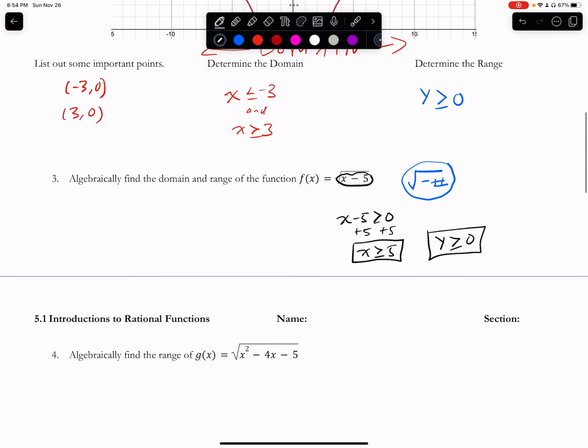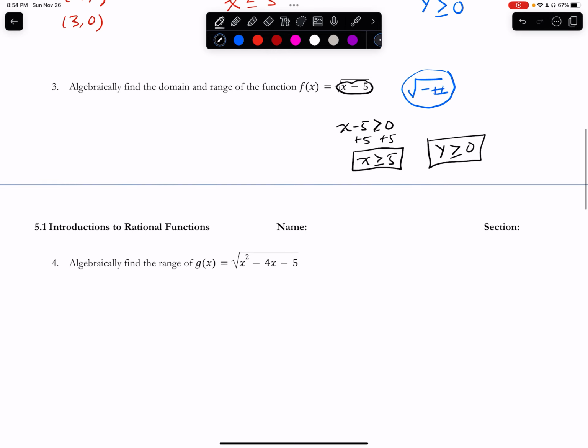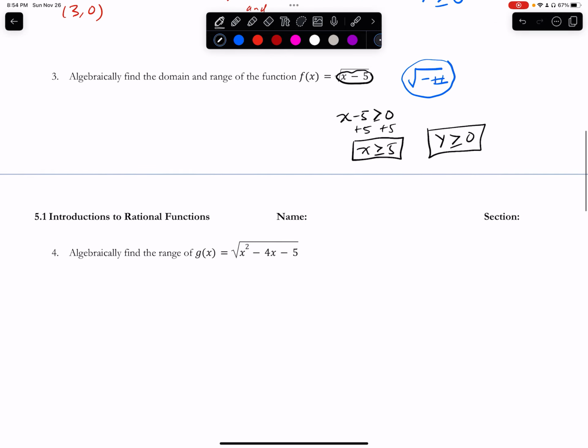And then the last little bit here is to algebraically find the range of this function. Now we have a quadratic underneath the radical right here. So again, remember this can't be negative. So I'm going to say x squared minus 4x minus 5 has got to be greater than or equal to 0. So the first thing that interests us is what values make this equal to 0.